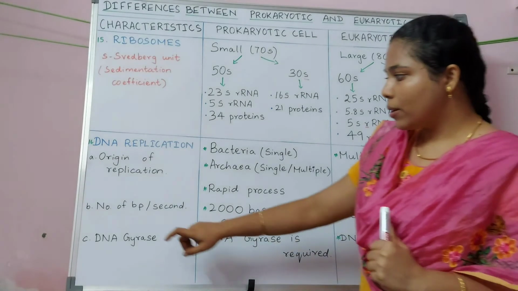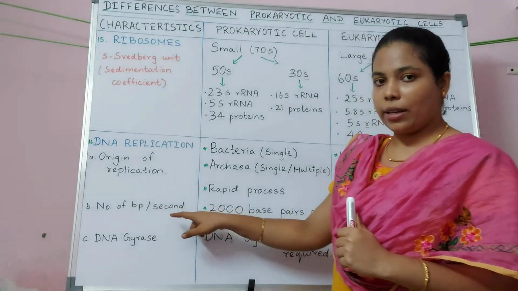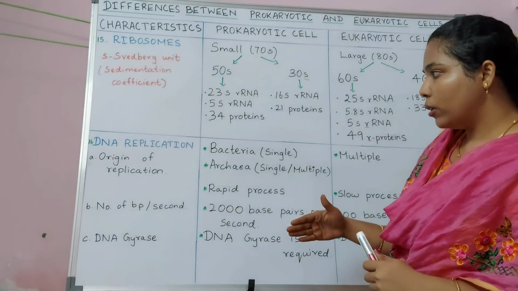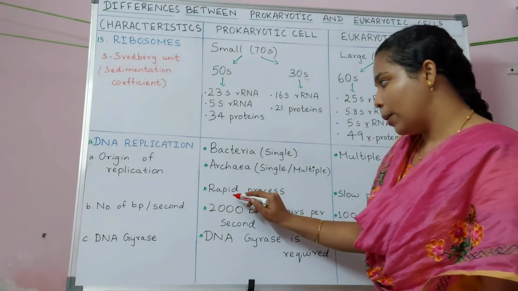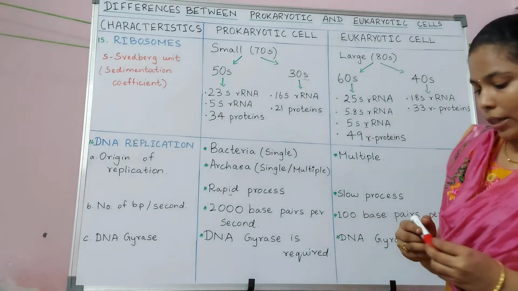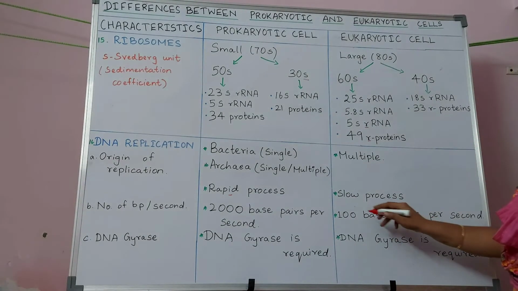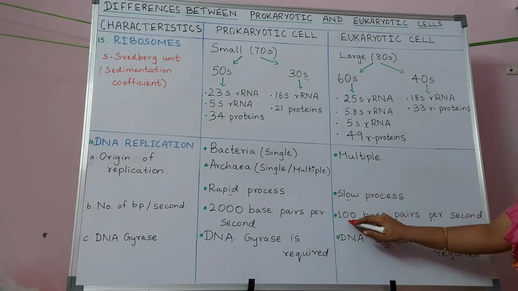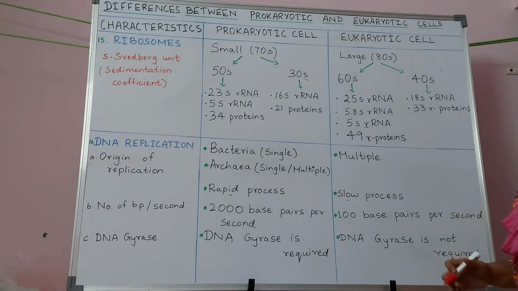And the second point is about number of base pairs per second. In case of prokaryote, the replication process is very rapid, that is 2000 base pairs will be added per second, but in case of eukaryote the process is very slow, 100 base pairs is added per second.